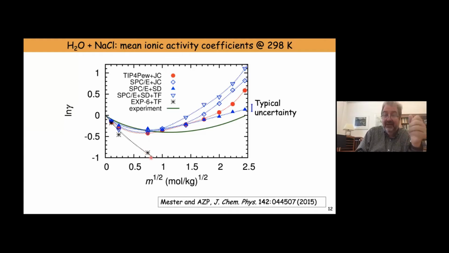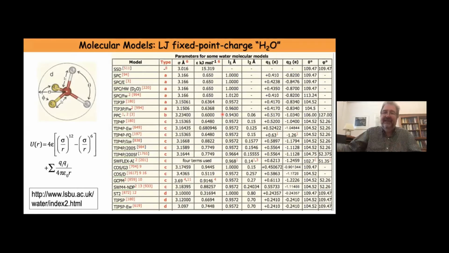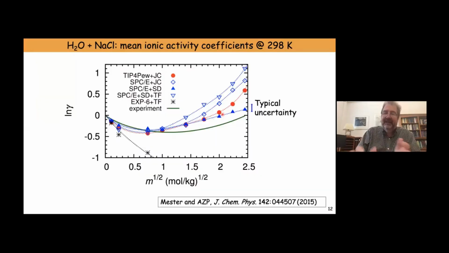So this is not a good model. But the others are all reasonable, and they all deviate from experiments in a similar direction. And this is a typical uncertainty of our calculations. So this suggests that despite the great variety of properties and models, the calculation of the activity coefficient suffers from inaccuracies that all go in the same direction. So there must be something we're missing. Okay? We'll see what that might be a little later.